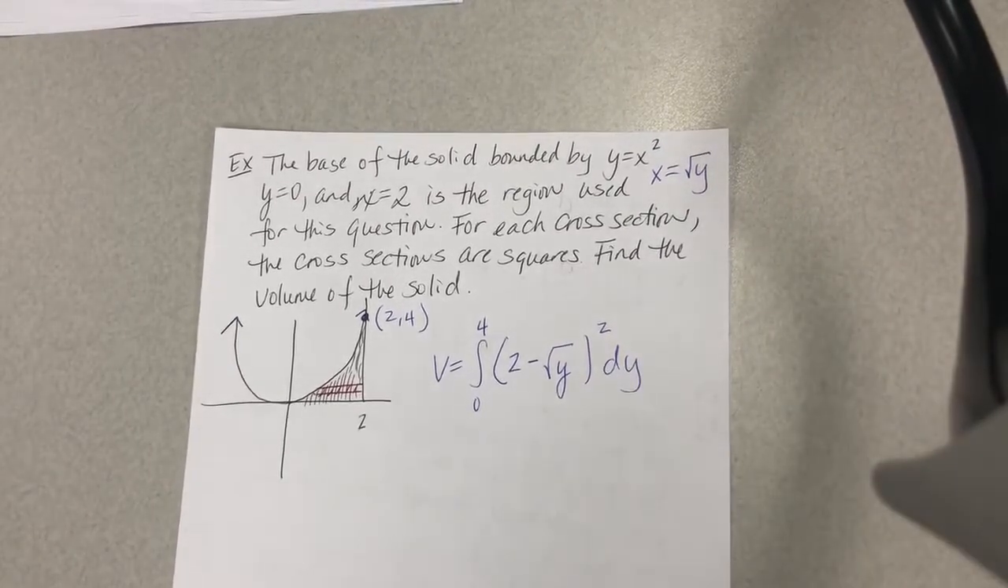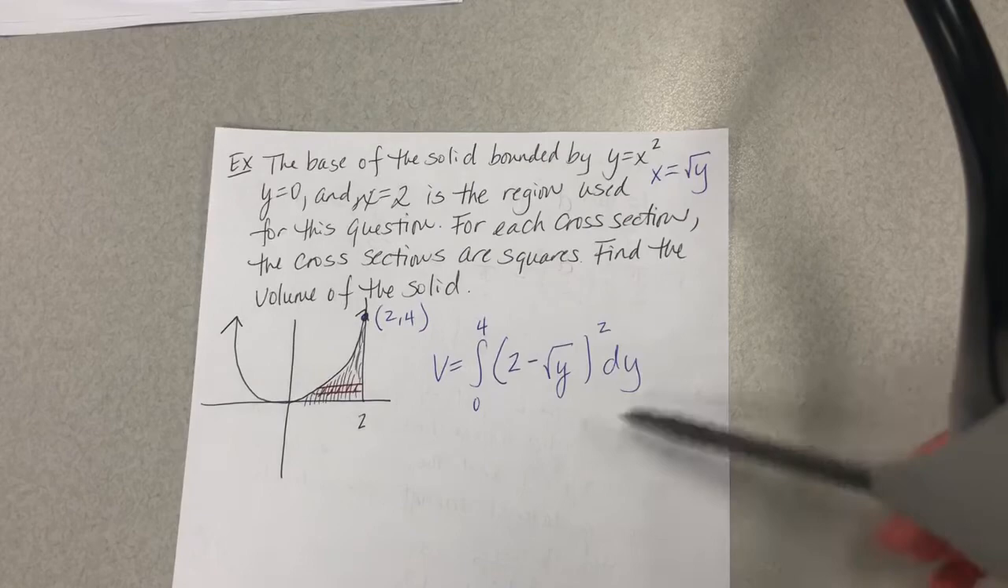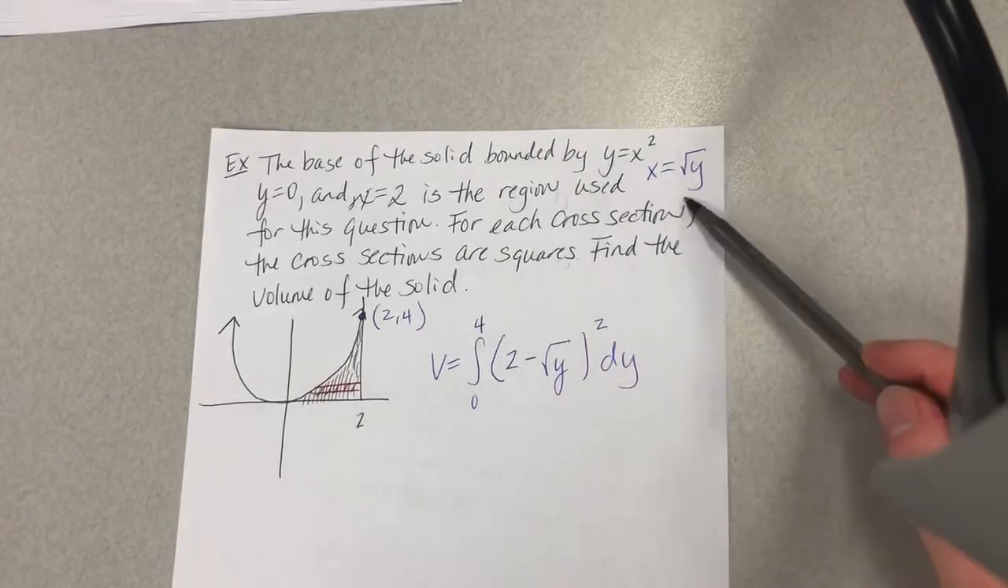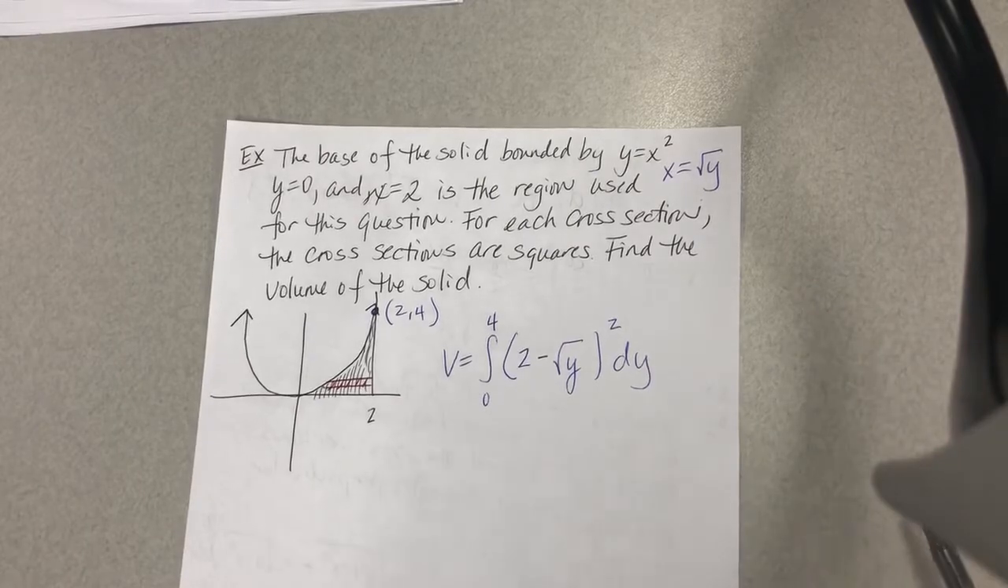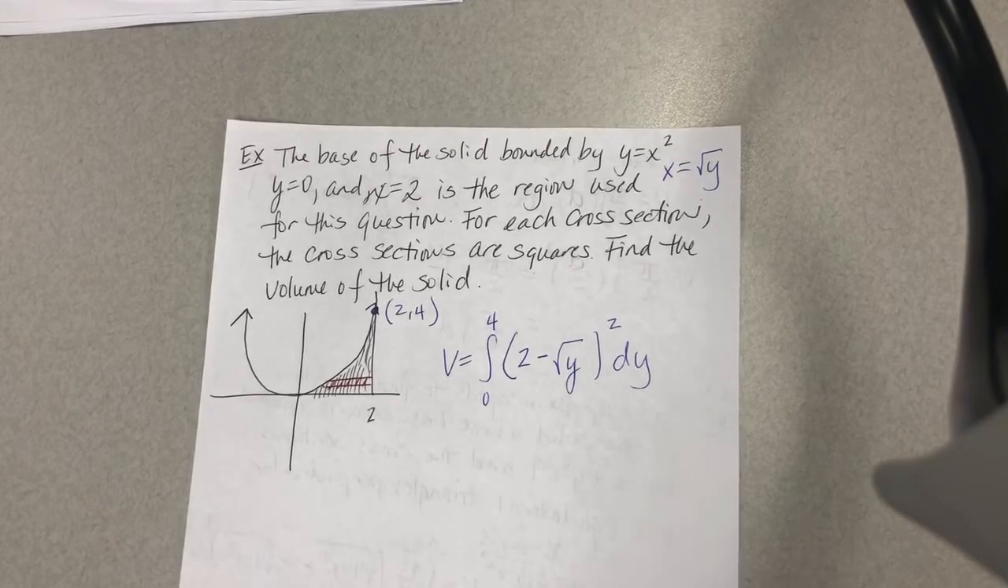So it says the base of a solid bounded by y is equal to x squared, y equals 0 and x is equal to 2 is the region used for this question. For each cross section, the cross sections are squares. Find the volume of the solid. Now, the volume when we're doing a square is going to be the integral of the side squared.